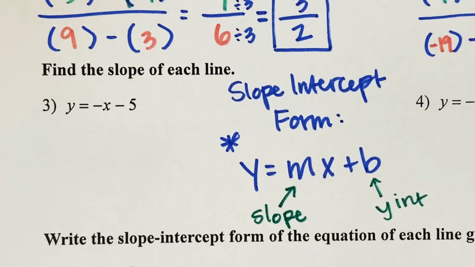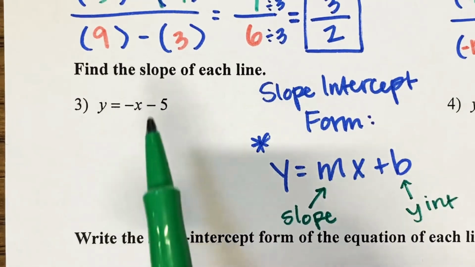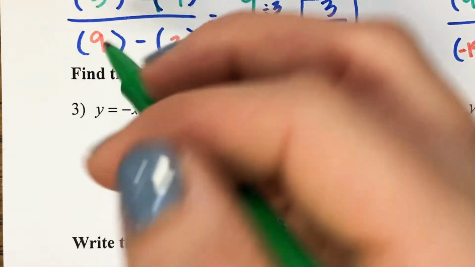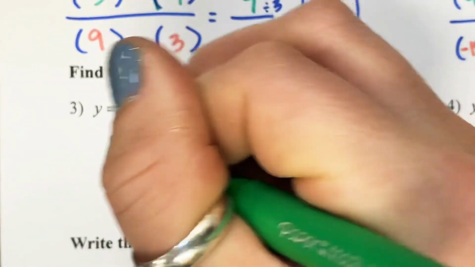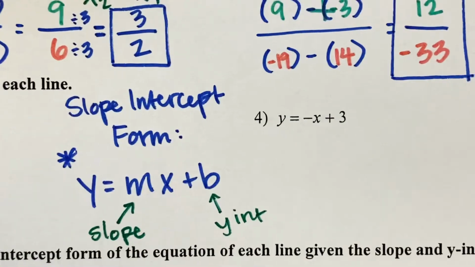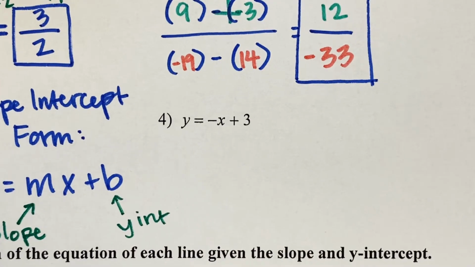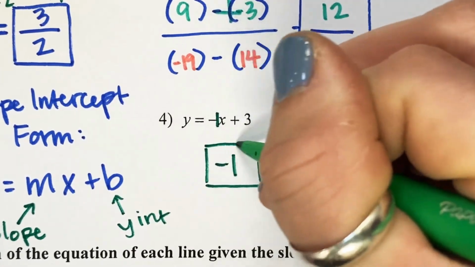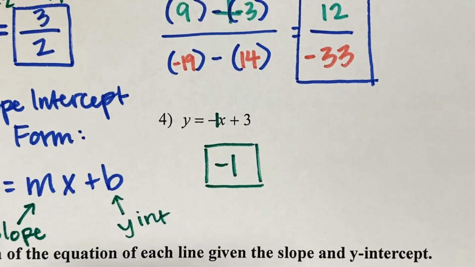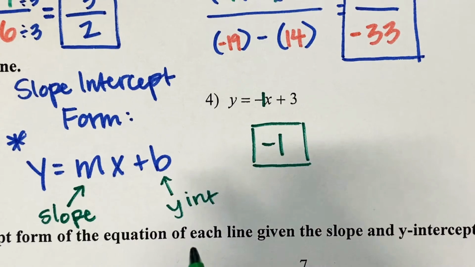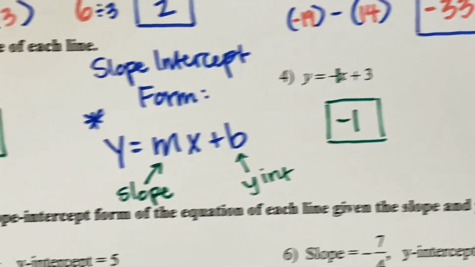So if it's asking us to find the slope, what is the number that is right in front of the x for number 3? Okay, you might not see it. It's actually a -1. So our slope for number 3 is -1. Okay, what about number 4? Okay, our slope for number 4 is also a -1. Okay, so we know that our slope is always the number that is right in front of our x. Okay, on 3 and 4, they were actually both -1.